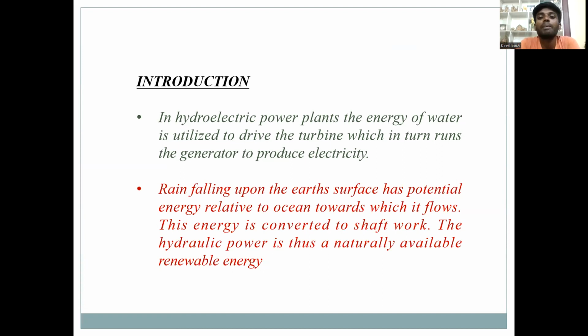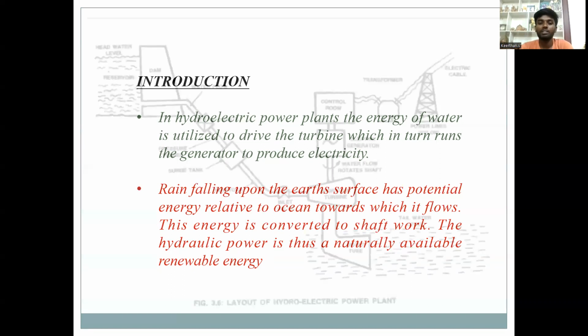Introduction. In a hydroelectric power plant, the energy of water is utilized to drive the turbine, which in turn runs the generator to produce electricity. Rain falling upon the earth's surface has potential energy relative to the ocean towards which it flows. This energy is converted to shaft work. The hydraulic power is thus a naturally available renewable energy.